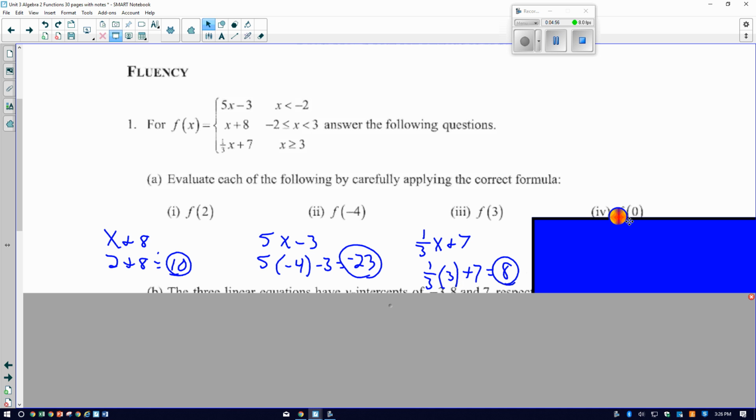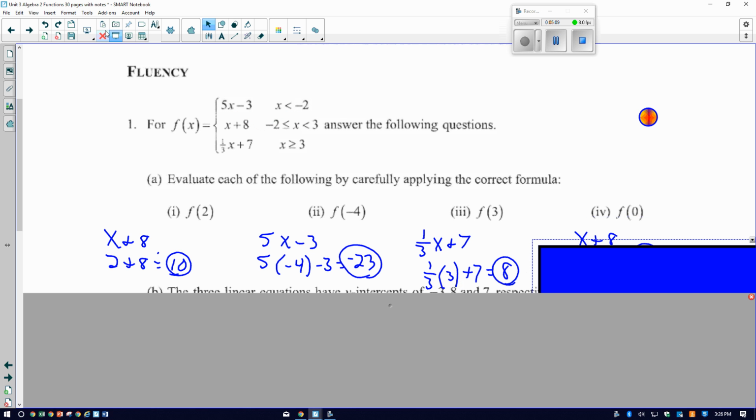Function value at 0. Which one do I use? This one right here. -2 is less than 0, which is less than 3. True. Use that equation. 0 plus 8 is 8.